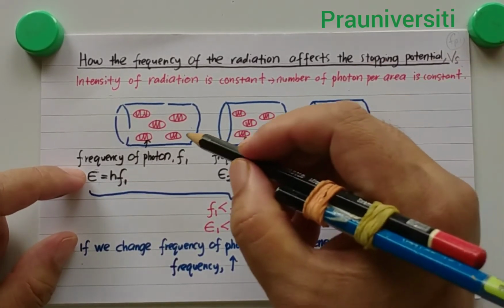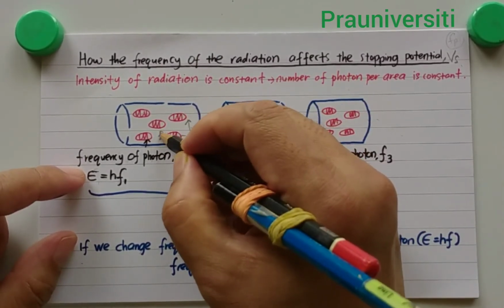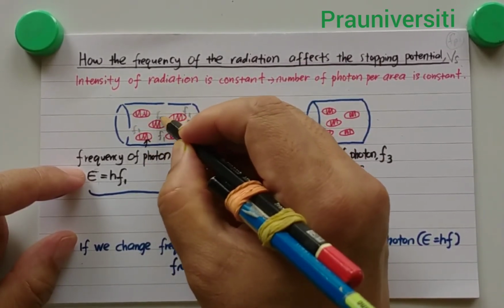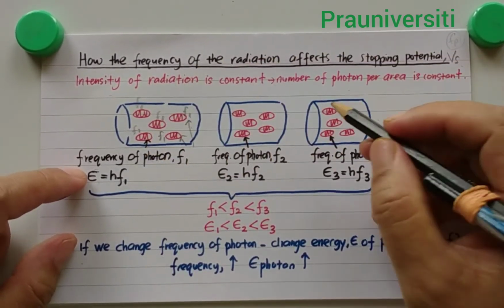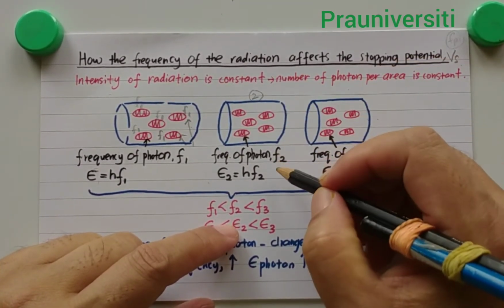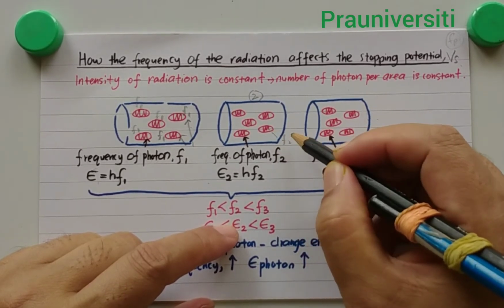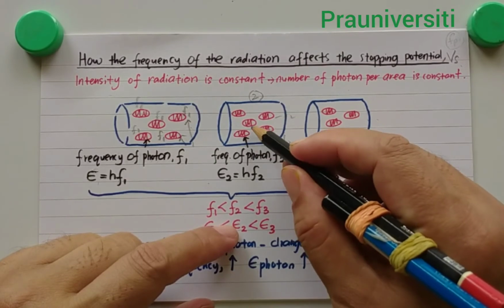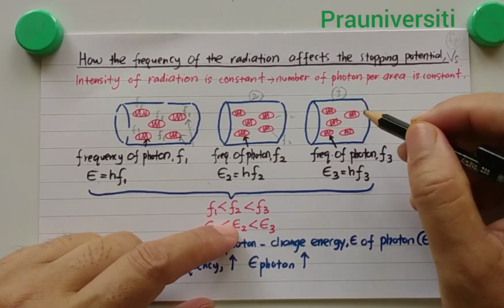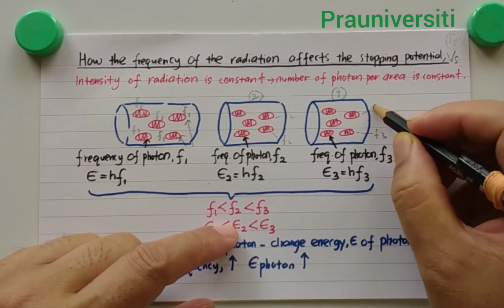but the frequency of the photon here is F1, here is F1, here is F1. And for the second diagram, the frequency of the photon is F2, and for diagram number 3, the frequency of the photon is F3.